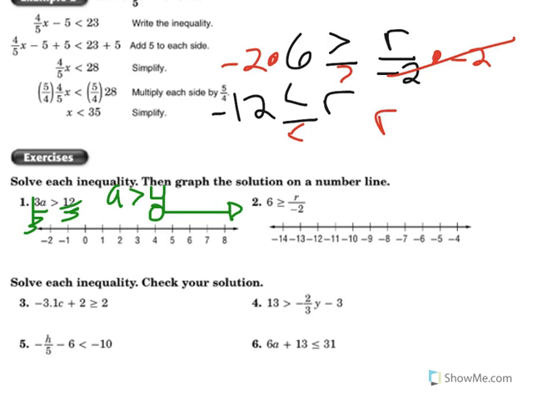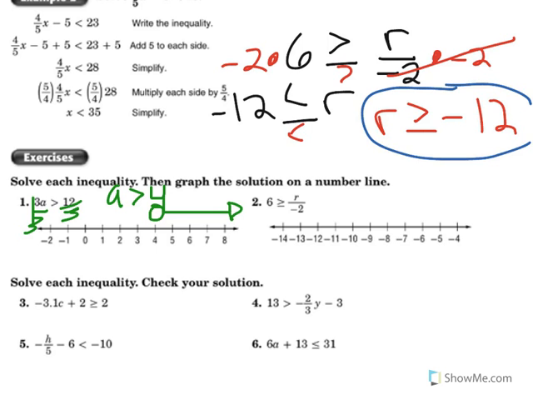So we're going to put r on the left, and negative 12 on the right. The alligator is eating the r, so in our answer version over here, the alligator still needs to be eating the r. So we have r is greater than or equal to negative 12. That's your final answer in the format that you can graph easily without hurting your brain.